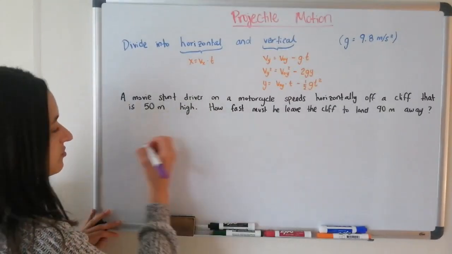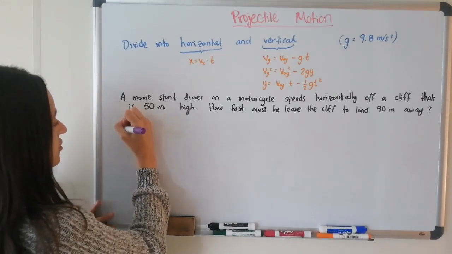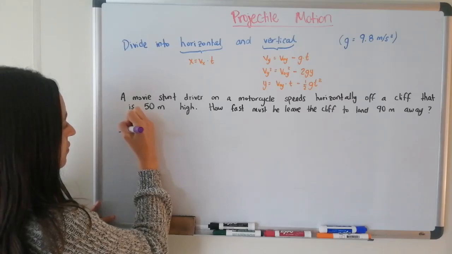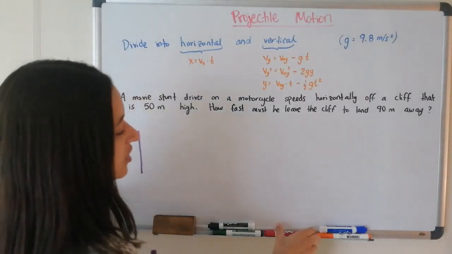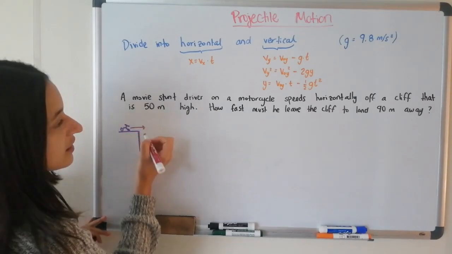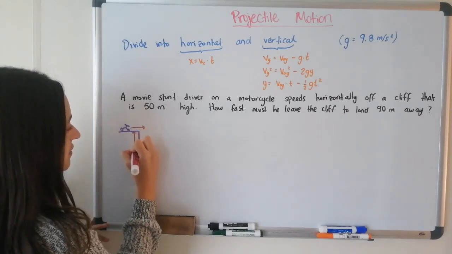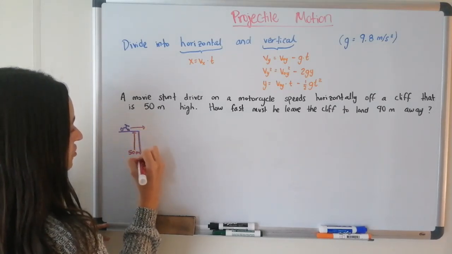So it basically talks about a cliff. So we can draw the cliff like this. And on top of the cliff, there is a motorcycle. And it says that the motorcycle is speeding horizontally, so completely to the right. And the cliff is 50 meters high. So this height is 50 meters.